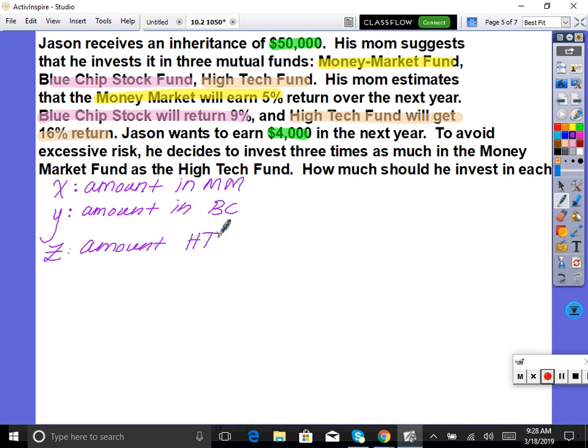Okay, cool. So now, because there's 3 variables, there should be 3 true statements in this story problem. Can anyone tell me one true statement? Okay, so you're saying that x needs to be equal to 3 times the amount he's putting into the high-tech fund? Does everybody see how that would be a true statement? Okay, that's our first true statement. Second, another true statement. They're pretty obvious in this one.